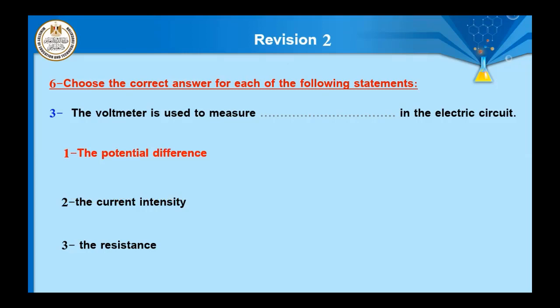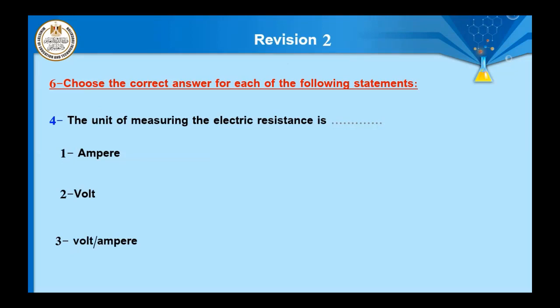Number 4. The unit of measuring electric resistance is ampere, volt, volt per ampere. Electric resistance can be defined as the ratio between potential difference and electric current intensity. So it is measured by two units. One of them is the ohm, named after the scientist Ohm, and potential difference is measured by volt. Electric current intensity is measured by ampere. So electric resistance can be measured by volt per ampere and ohm. It has two measuring units.